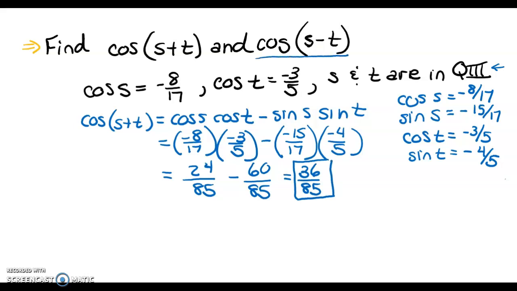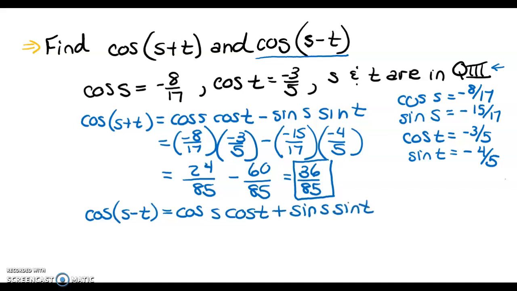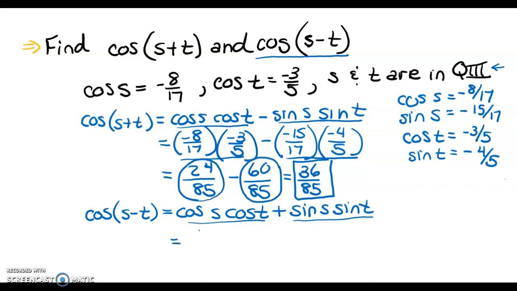Okay, so next we need to find the cosine of s minus t. So how do we find that? Cosine of s minus t is the cosine of s, cosine of t, plus the sine of s, sine of t. Well, it's just going to be these two values, but added this time, because we have cosine of s, cosine of t, and sine of s, sine of t. We're just adding instead of subtracting them. So I'm going to go ahead and use these values and add them instead. 24 over 85 plus 60 over 85 gives me a nice 84 over 85. And that's my final answer for cosine of s minus t.